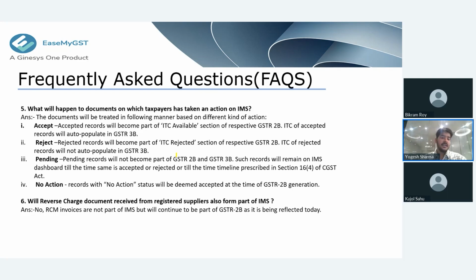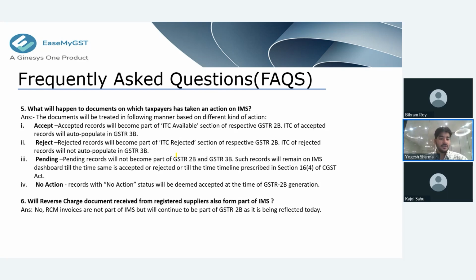Now we are heading toward the fifth question: what will happen to the documents on which the taxpayer has taken an action on IMS? The documents will be treated in the following manner: accept, reject, pending, and no action. First, accepted records will become part of the ITC available section of the respective GSTR 2B. ITC of accepted records will auto-populate in your GSTR 3B.